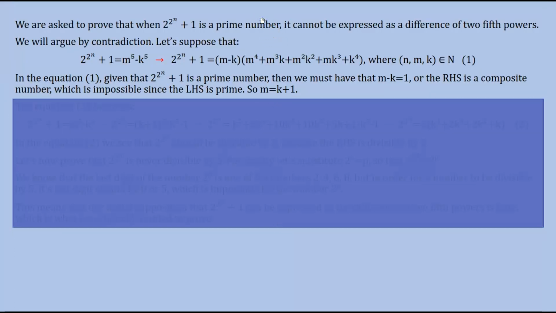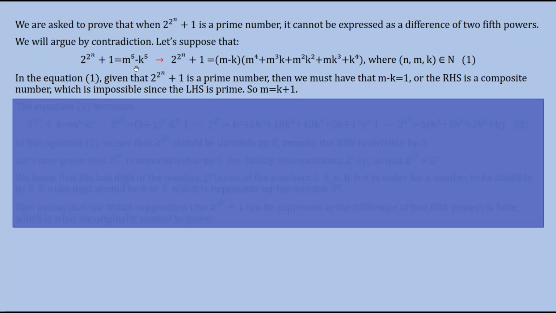As always, we will go through the solution step by step together. So, we rewrite the request of the problem: we are asked to prove that when 2 to the power 2 to the power n plus 1 is a prime number, it cannot be expressed as a difference of two fifth powers. As we often do on this channel, we will argue by contradiction. Let's suppose that indeed 2 to the power 2 to the power n plus 1 can be expressed as a difference of two fifth powers.